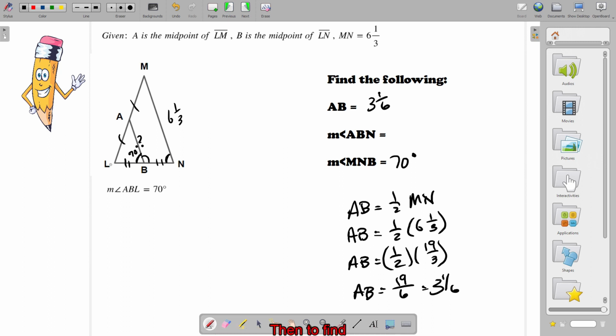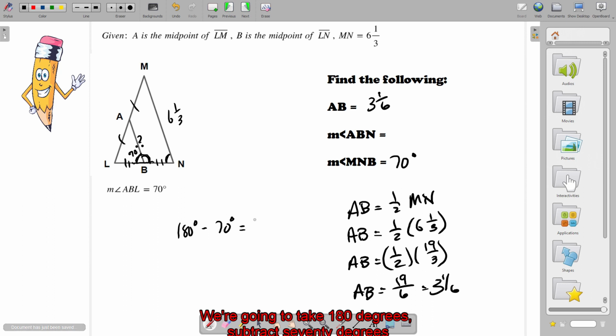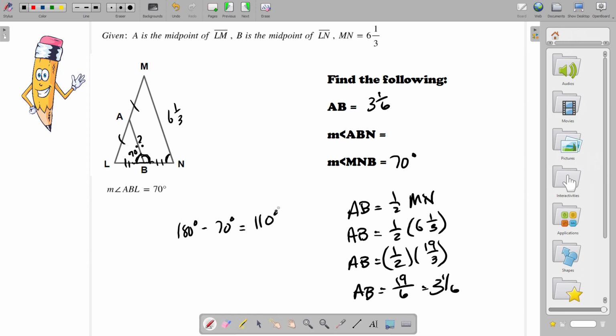Then to find ABN, this angle, either use the fact that these two angles are interior angles on the same side of the transversal, they're supplementary, or use our straight segment and these two have to add to 180. We're going to take 180 degrees, subtract 70 degrees, and get 110 degrees.